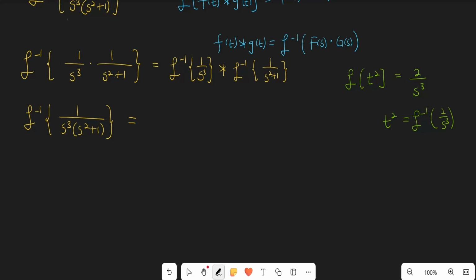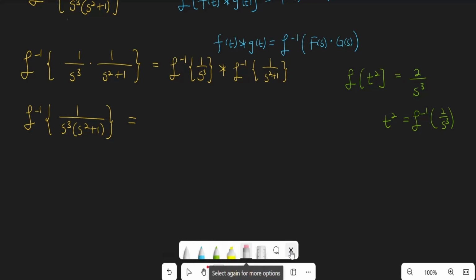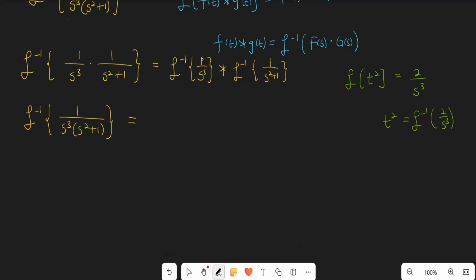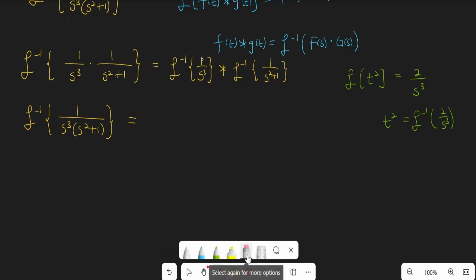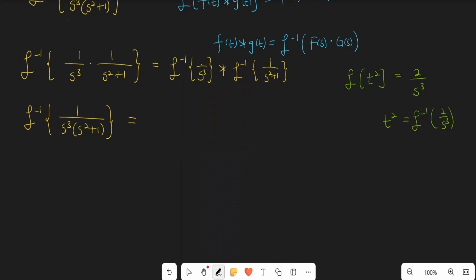So this one looks like this, but what we are missing is the 2 on top. We do not have 2 on top. So I'm going to remove the 1 on top, replace it with 2, and then take it away by dividing by 2, like this. So I now have the Laplace inverse of 2 over s to the third, and that is t squared.